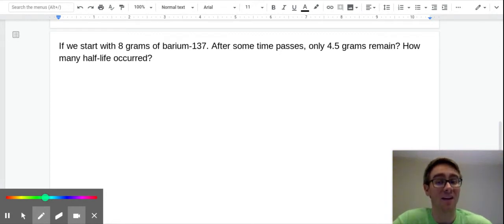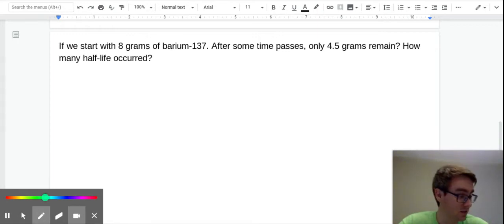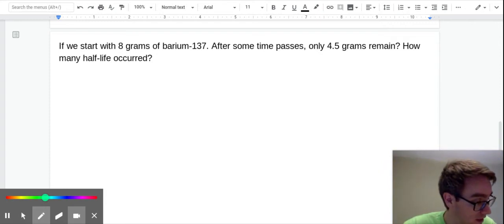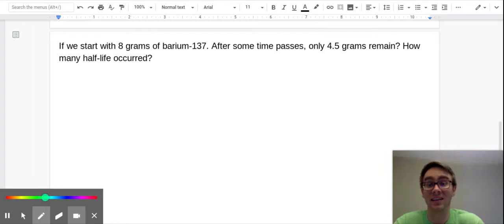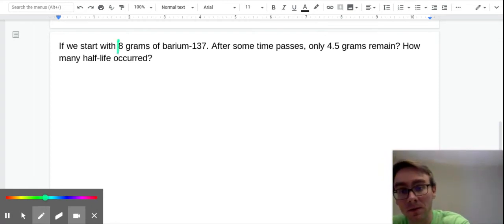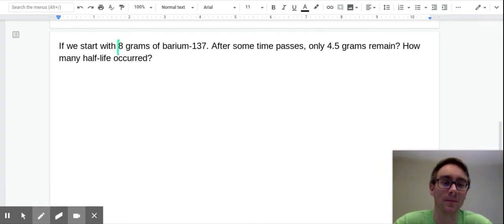How many half-lives occurred? All right, actually, I think this is a typo. I think it's supposed to be 18 grams. Oops, we'll just go with that. If we start with 18 grams of barium-137, after some time, 4.5 grams remain. How many half-lives have occurred?